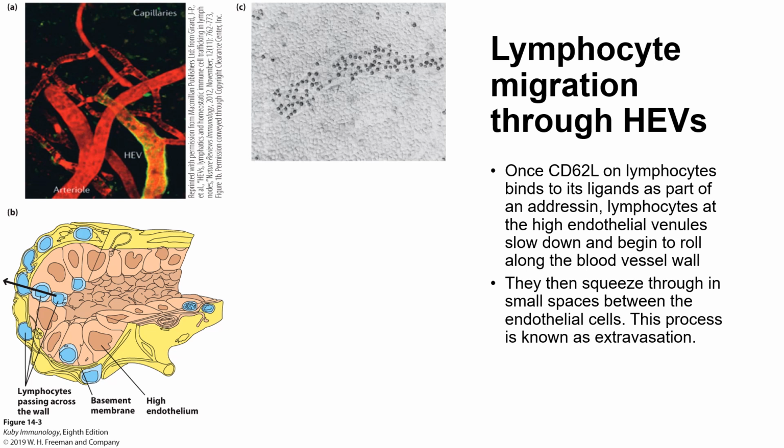So CD62 ligand on lymphocytes binds to ligands like the L-selectin on the high endothelial venules. This forms your addressin, which basically is just a collection of adhesion molecules that instruct lymphocytes to exit at these high endothelial venules.